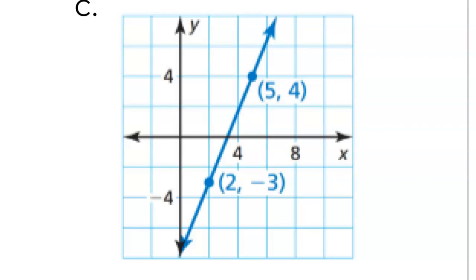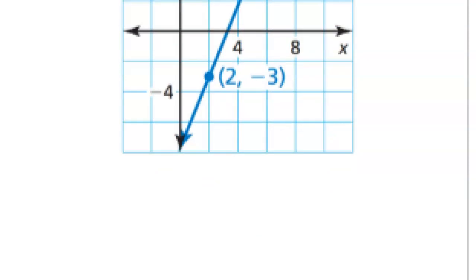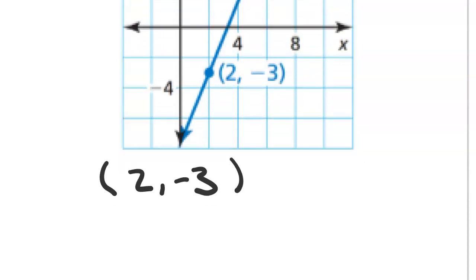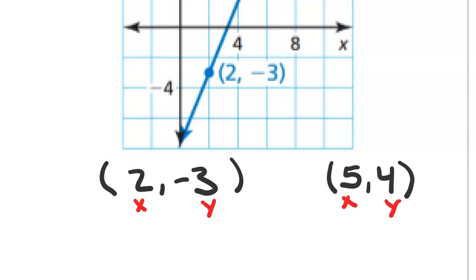So what you can do in an example like this is take those points off of the graph. Say one of our points is 2, negative 3. And then our other point is 5, 4. And then we could use our information that we know about points. We know that these are x's and the second numbers are y's.